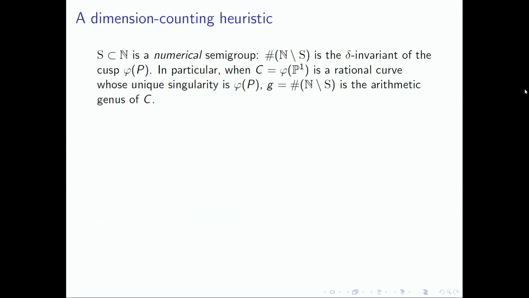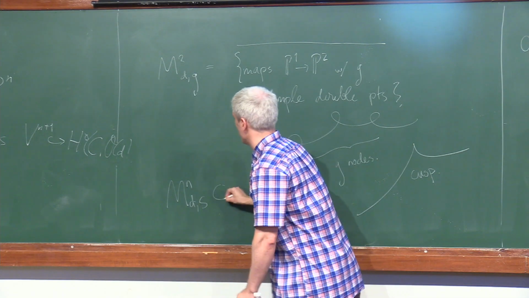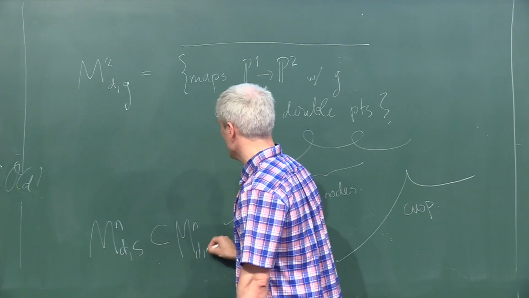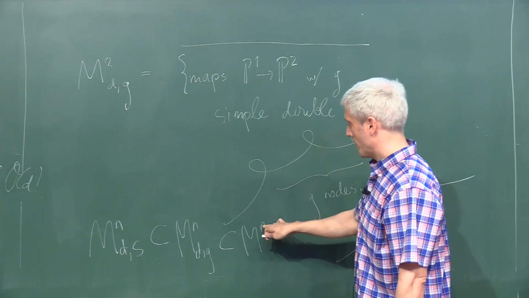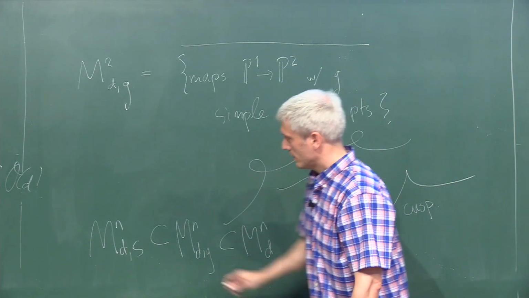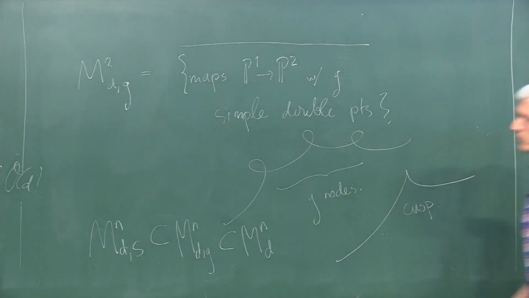Okay, so those are these spaces M_{D,S} inside of M_{N,D,G}, inside of spaces of maps of ambient dimension N and degree D. These are the objects that I'm going to be concerned with. And I want to give some kind of heuristic for how to estimate their dimensions.